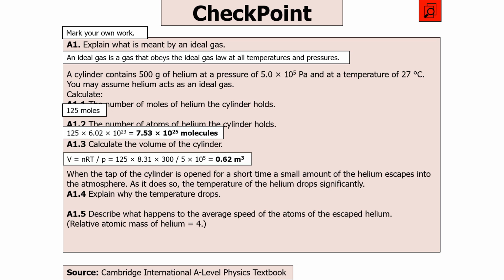We can then work out the volume because V equals nRT over P. Pop in all the values, and we get 0.62 times 10 meters cubed. Remember, temperature is in Kelvin, not in degrees Celsius.